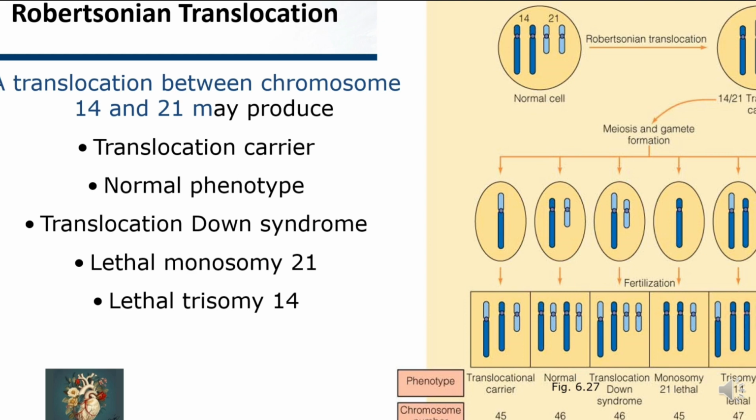And in this case you can see there is one deficient chromosome 14. This is monosomy 14 having a total of 45 chromosomes, and this is lethal monosomy, not trisomy. This is lethal monosomy 14. It is not compatible with life.